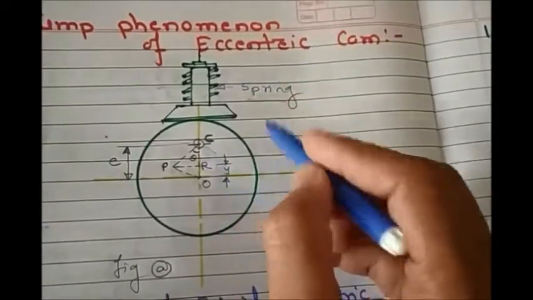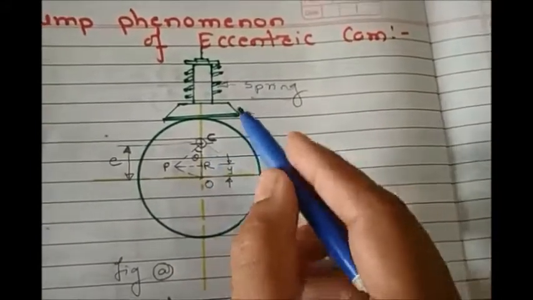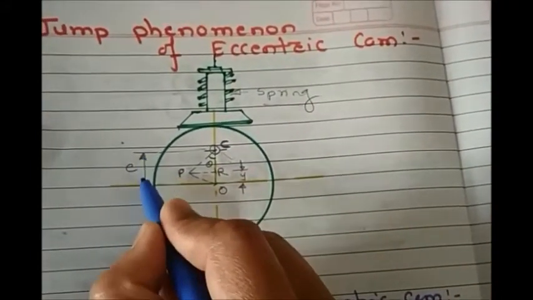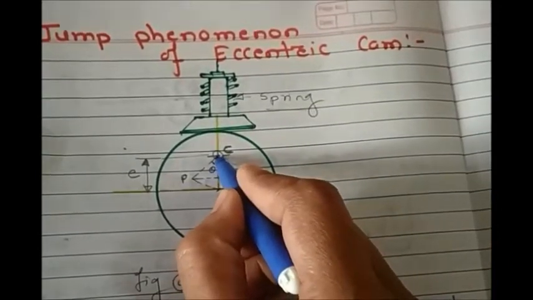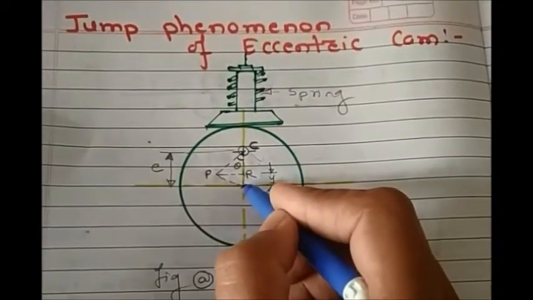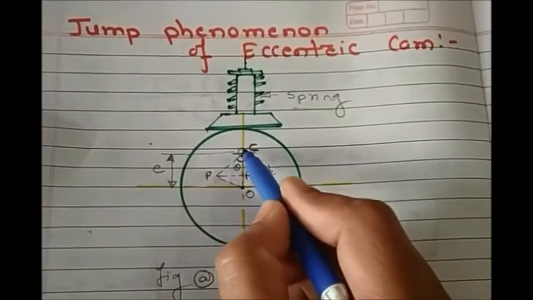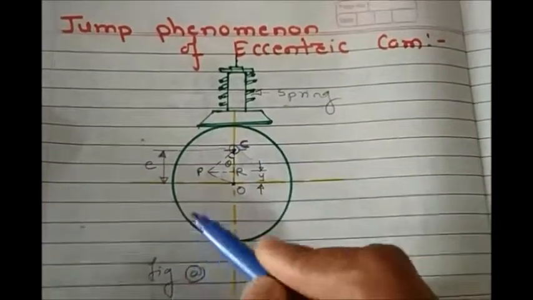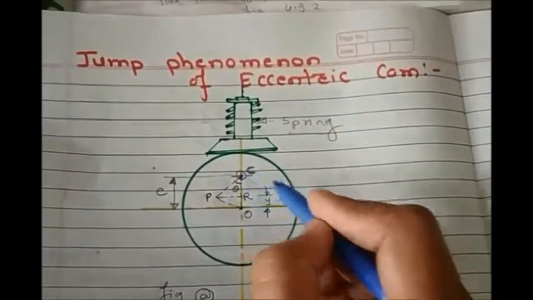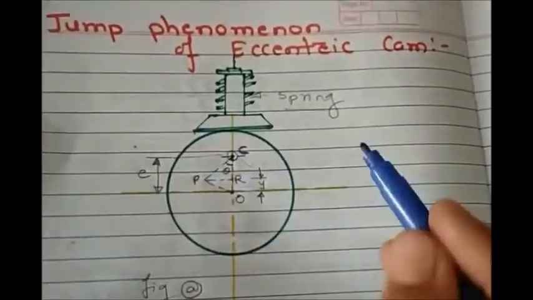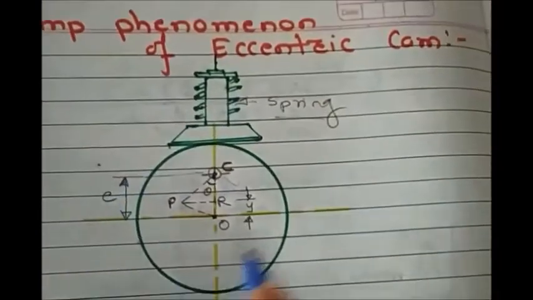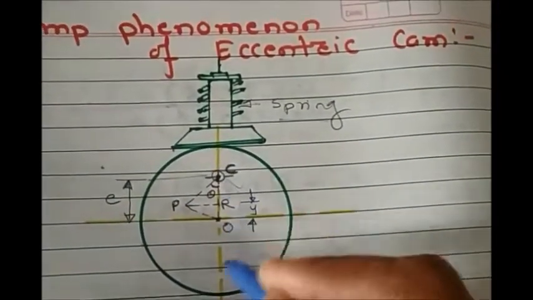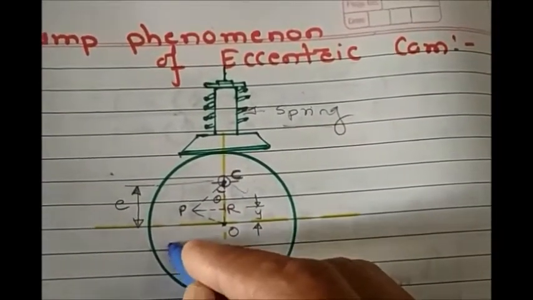So see this figure carefully. Here we have an eccentric cam. This E represents the eccentric distance. This O is the center of the cam, and at C there is a shaft where the cam will be rotated. Now a flat face follower is used. Here is the retaining spring. Now let us consider the cam rotated with an angular speed omega.